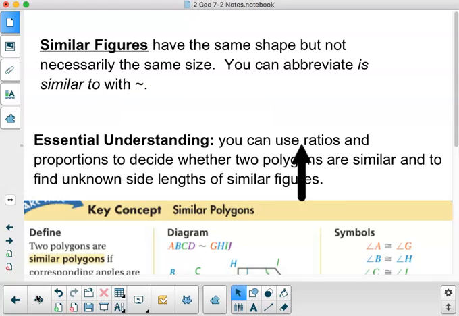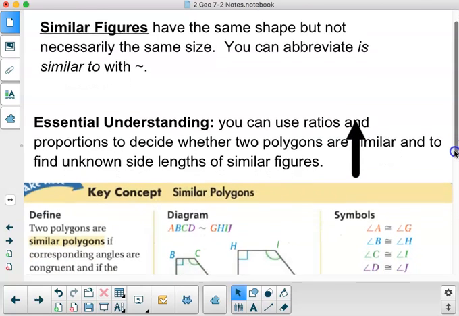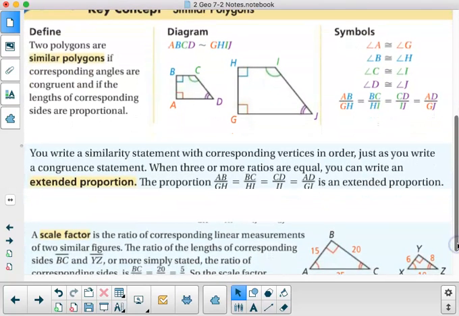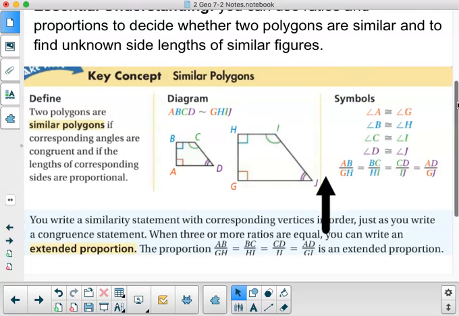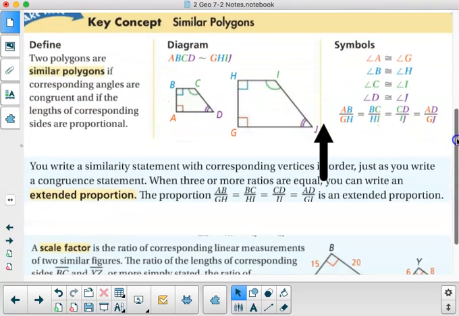Essential understanding: you can use ratios and proportions to decide whether two polygons are similar and to find unknown side lengths of similar figures. First of all, if the figures are similar, their angles have to be congruent. All the angles are identical, okay? The sides are proportional. The angles are the same. So two polygons are similar if corresponding angles are congruent and if the lengths of the corresponding sides are proportional. So I check out my angles, 90, 90, congruent, congruent, 90, 90.